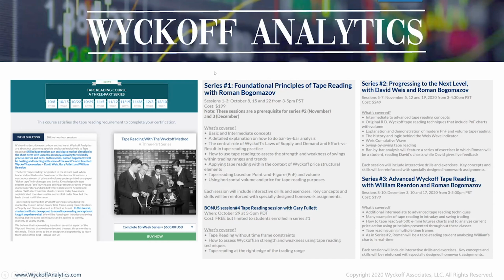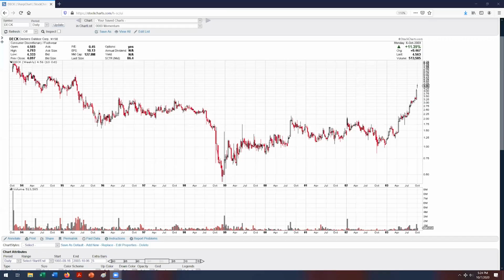And I'm going to stop the recording so that we can change screens, because we're going to let Roman be in charge of the screen here. So hold on. I have selected a stock for Roman to evaluate. And this actually is a historic chart of Decker's, and it begins in 2003. Roman, take it away.